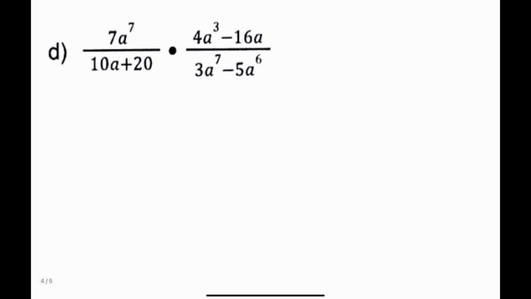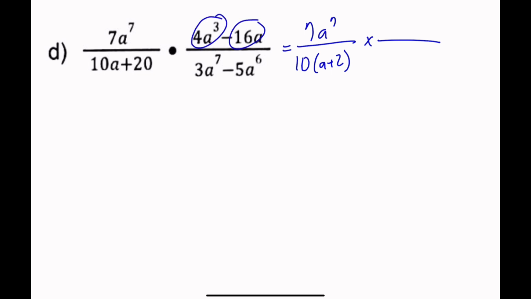Number D, 7a to the 7th power over 10a plus 20 times 4a cubed minus 16a over 3a to the 7th power minus 5a to the 6th power. Okay, so this time let's try factoring first, right? Actually, we can just factor since this is just multiplication. So 7a to the 7th power over 10 times a plus 2, right? And times, we can take a 4a from here because 4a is a common factor of both 4a cubed and 16a. So that's going to be 4a times a squared minus 4.